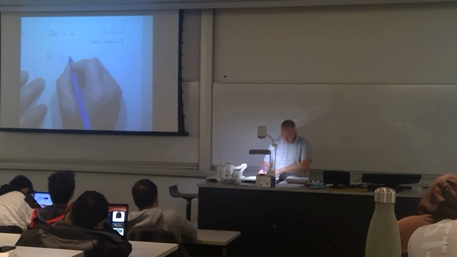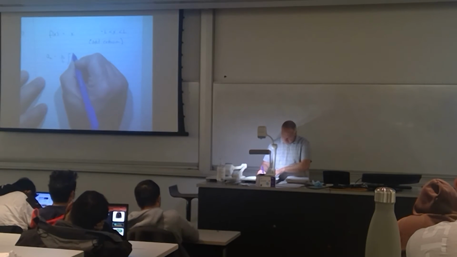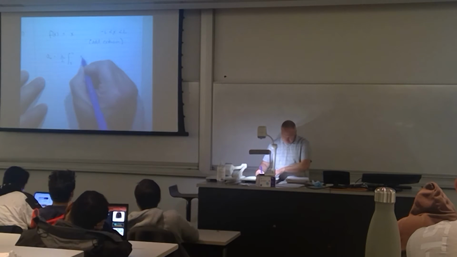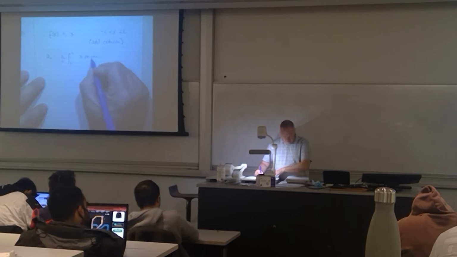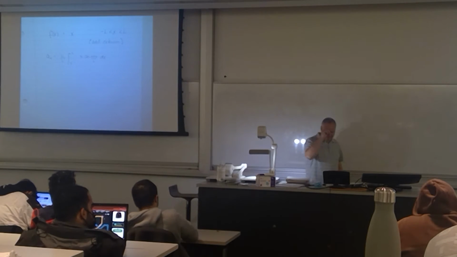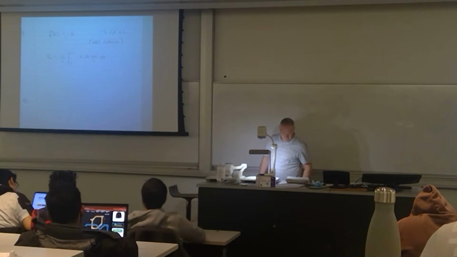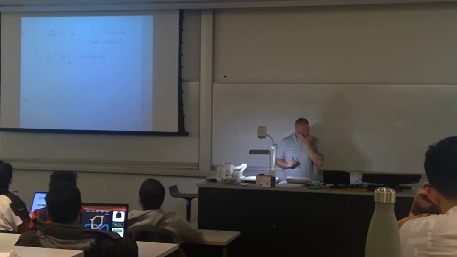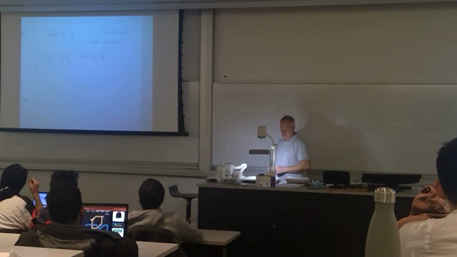I'm going to go back to this. This is the integral from 0 to L. Why did I write this like this? x sine n pi x over L dx. Okay? So now how are we going to integrate this?